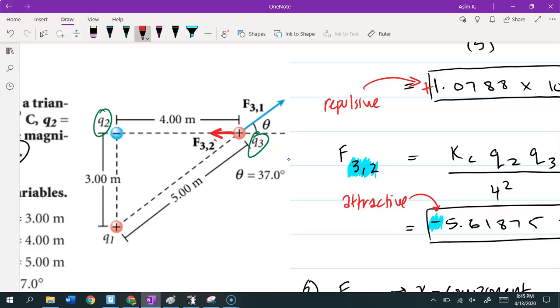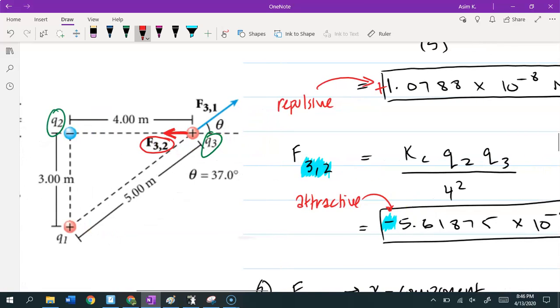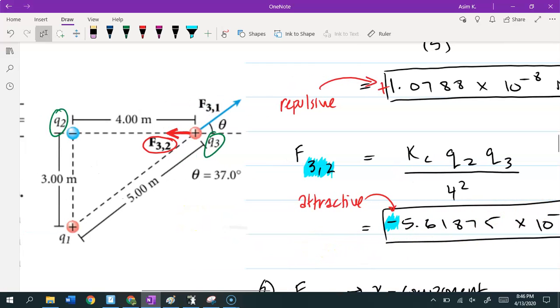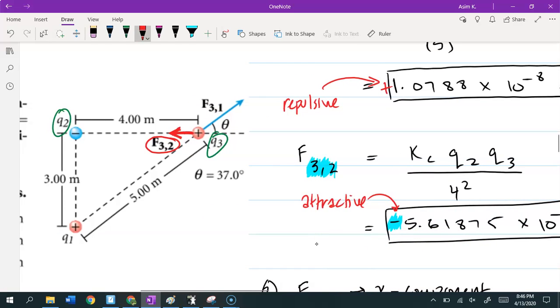So the force that's pulling it towards 2, which we labeled F sub 3 comma 2, we even calculated it, which is right over here, and I even said that it's going to be attractive. That's how much it's going to be. And we see that it's going to be pointing towards the negative charge, or Q sub 2. Now, please realize the negative sign doesn't necessarily mean that it's pointing towards the left. What it means is it's really an attractive force, okay? So that's between 2 and 3.